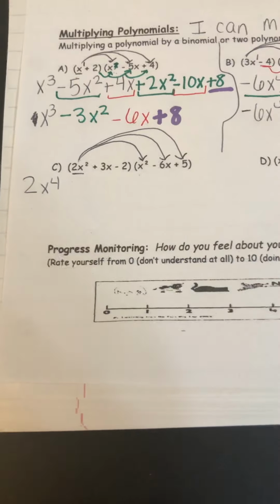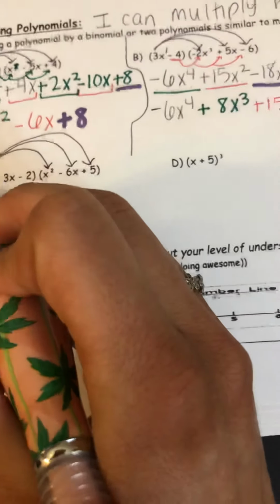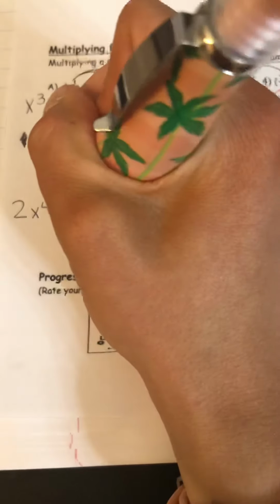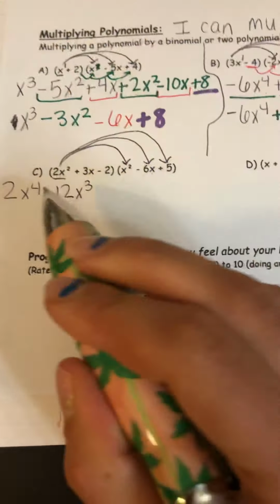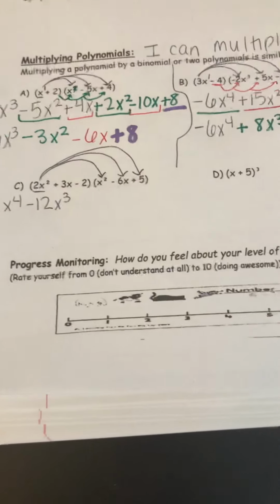Now I have 2 times negative 6. 2 times negative 6 is negative 12. X squared times x is x cubed. So I kind of like breaking it down when I multiply it, just so I make sure that I'm multiplying my coefficient and then my variable. If you can do it all at once, it's totally cool.